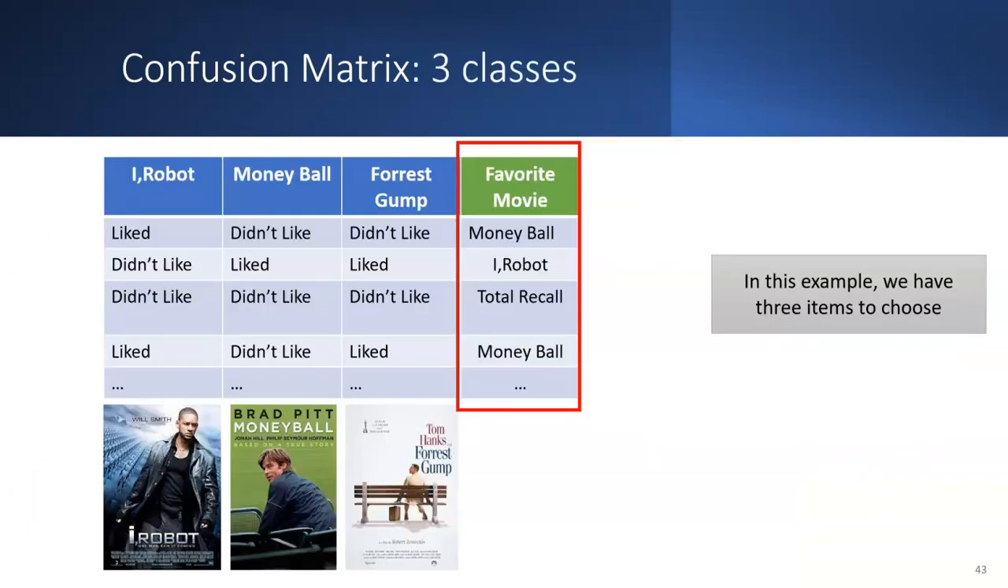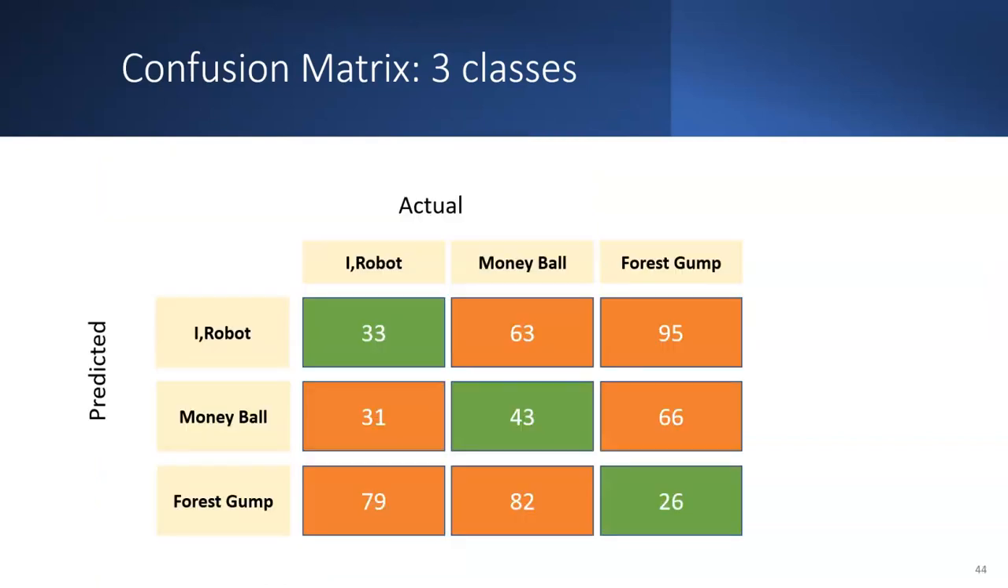Here is another example: Moneyball, I, Robot, Forrest Gump, and favorite movie. Some people liked it and some people didn't. We have different choices for the favorite movie. In this example, we have three items to choose from. What are the three different items? Here we have Moneyball, I, Robot, and Total Recall. So these are the three different movies, you can say.